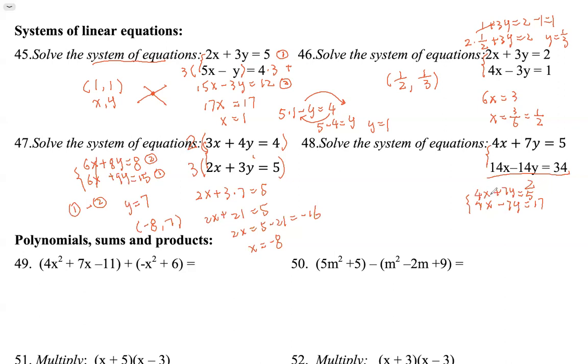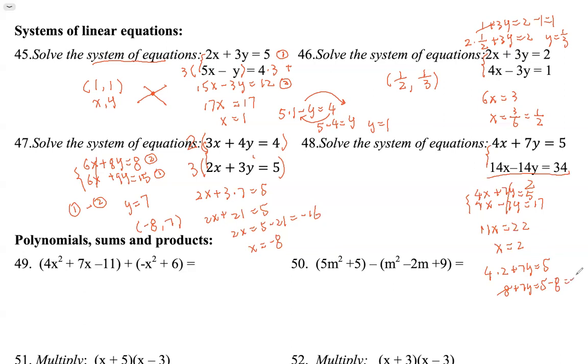When I add those two, 4x plus 7x, that's 11x. 7y plus negative 7y, that becomes 0. 5 plus 17, that's 22. Divided by 11 on both sides, we get x equal to 2. Then we substitute into the first equation. We have 4 times 2 plus 7y equals 5. 2 times 4, that's 8. Plus 7y equals 5. Subtract 8 on both sides.